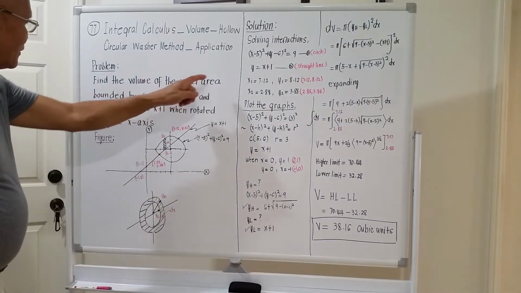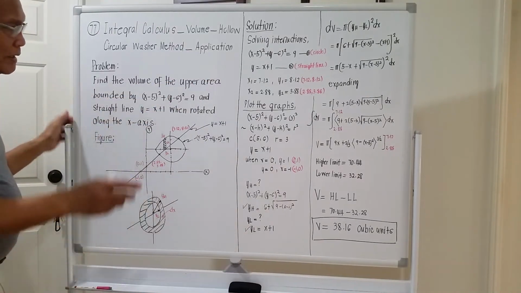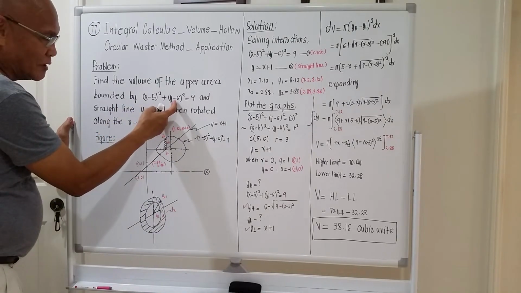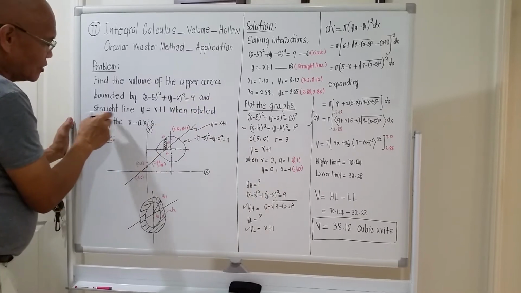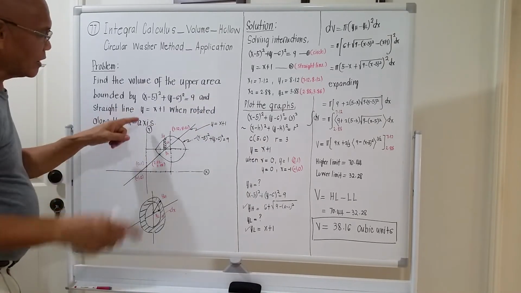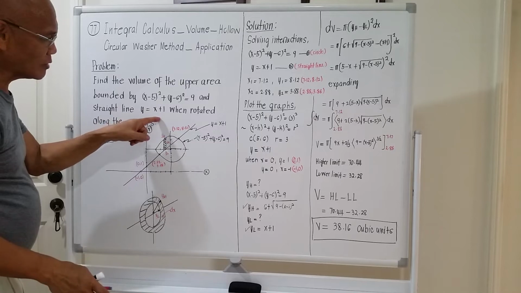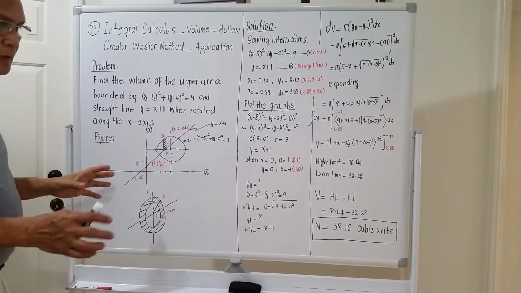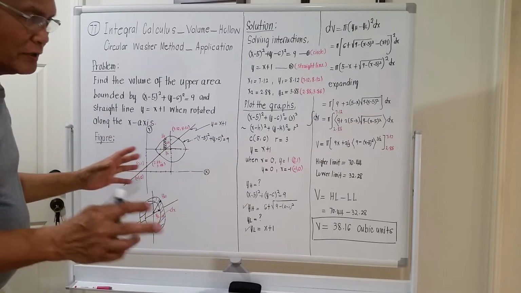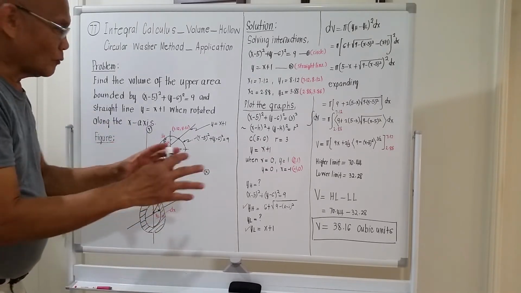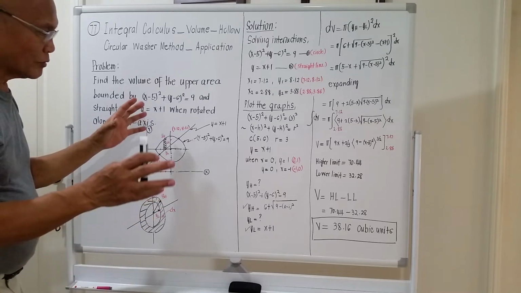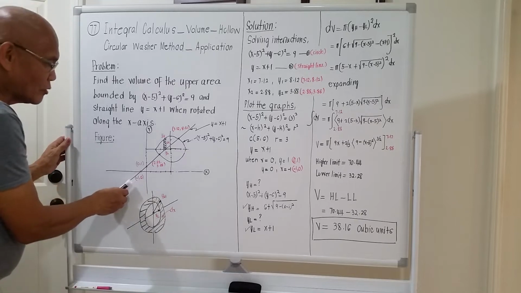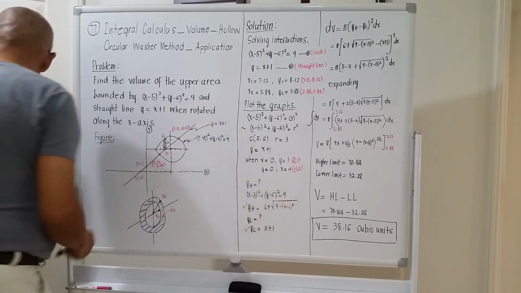Find the volume of the upper area bounded by the equation (x minus 5) squared plus (y minus 6) squared equals 9, and the straight line y equals x plus 1, when rotated about the x-axis. Okay, a brief summary: if we plot the graph of the two given equations, the first one is a circle, and the second one is a straight line.